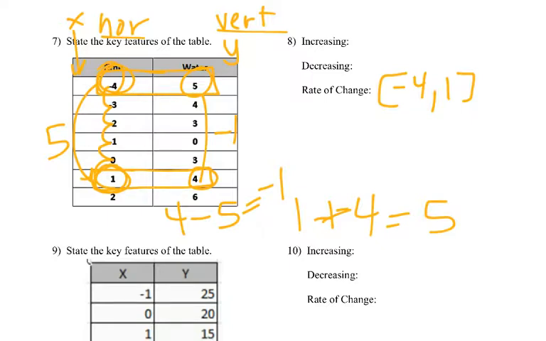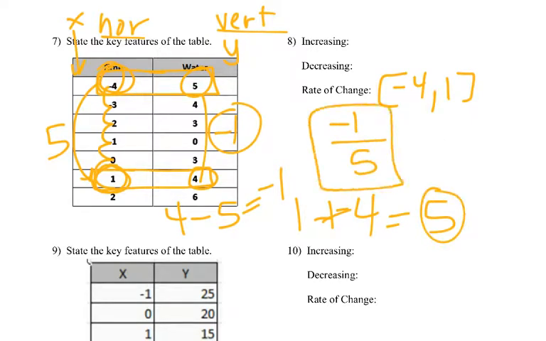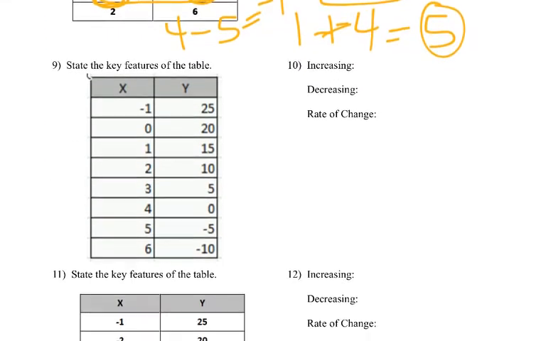So the vertical, -1, over the horizontal 5, and my rate of change is -1/5. Okay, now you should maybe notice this, but that 1 and that -4, same numbers in my intervals because they're the x values. So I really don't even need to circle these. I could just use my interval. Let me show you what I mean.